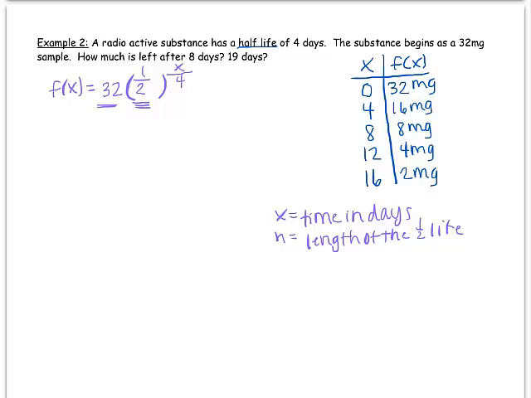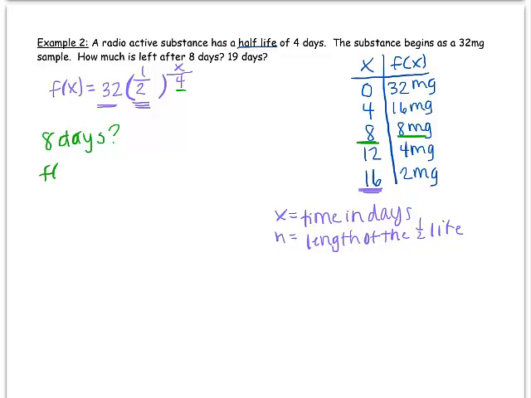Does that make sense? Because after 16 total days, my substance only gets cut in half 4 times. So of course, this 4 here is going to change based on the information given to you in the problem. So let's see how many is left after 8 days. Now we have that in the table. After 8 days, there's 8 milligrams.